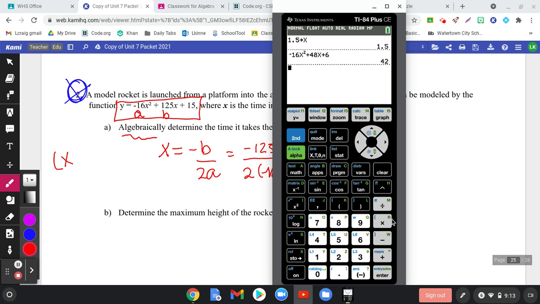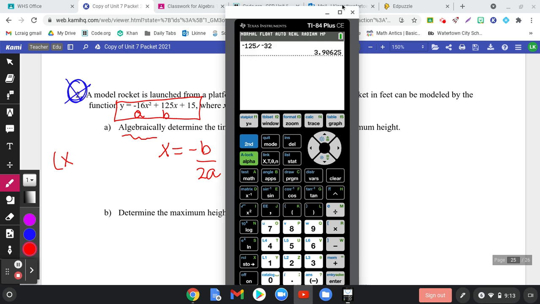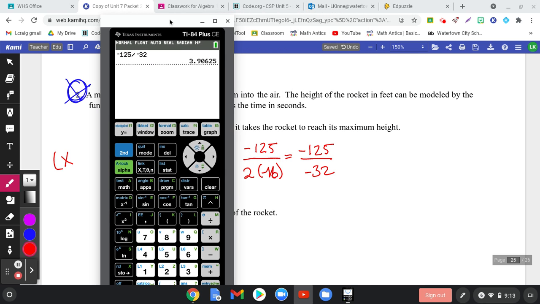Second mode will get you back to the home screen. Negative 125 divided by negative 32 is positive. So x equals positive 3.90625. That's the time in seconds, so about 3.9 seconds.